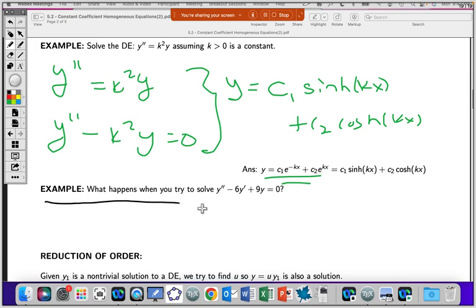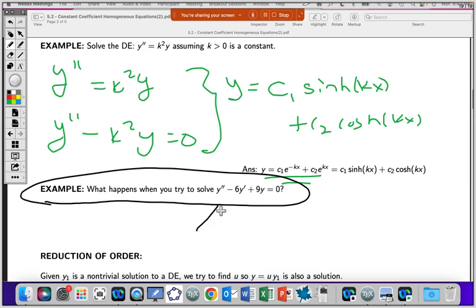Okay, here's an example. What happens when you try to solve this equation? This is always good, right? We had a couple of these in calculus, Calc 3. We try to do something and it breaks down. Let's see what happens here.